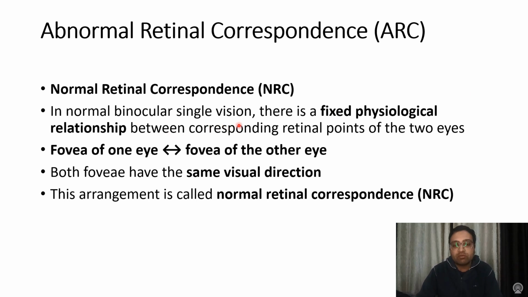In normal binocular single vision, there is a fixed physiological relationship between the corresponding retinal points of the two eyes. That is, the fovea of one eye is the corresponding point with the fovea of the other eye. Both foveae have the same visual direction. This arrangement is known as normal retinal correspondence.